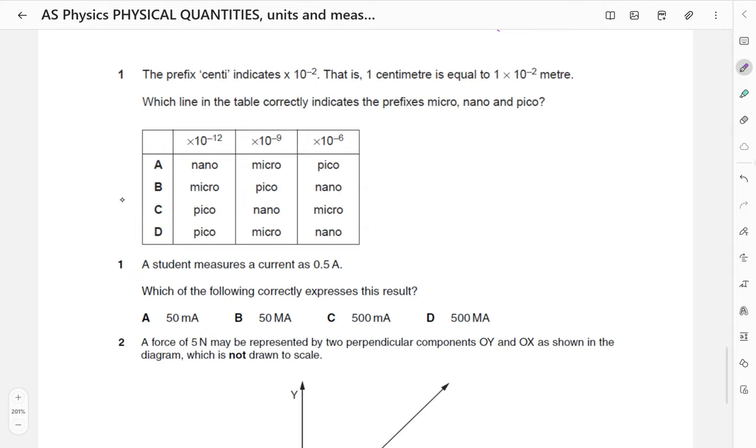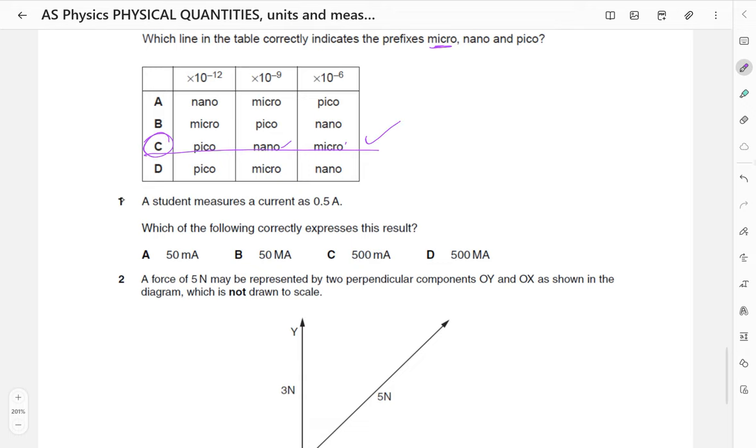The prefix centi indicates 10 power negative 2. That is, 1 centimeter is equal to 1 times 10 power negative 2 meters. Which line in the table correctly indicates the prefix micro? Of course, micro is 10 power negative 6. Nano is 10 power negative 9. Pico is 10 power negative 12. So this is the correct line. So that is the correct answer.